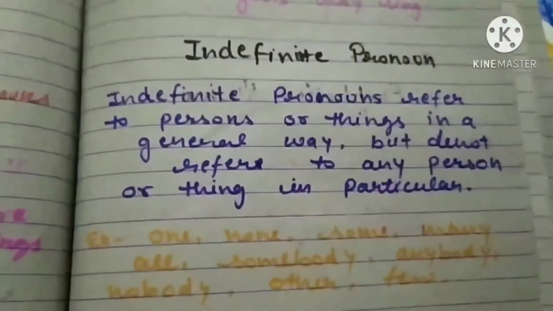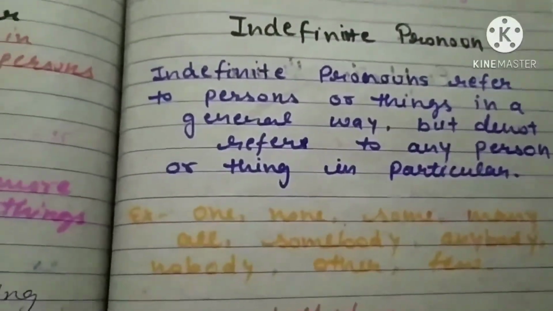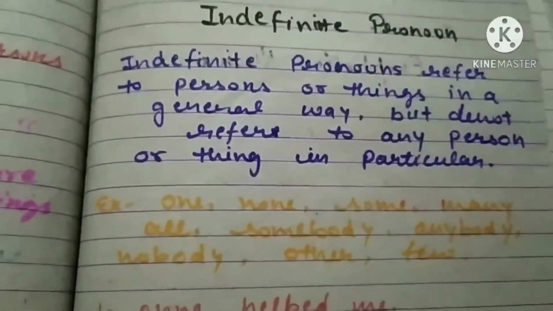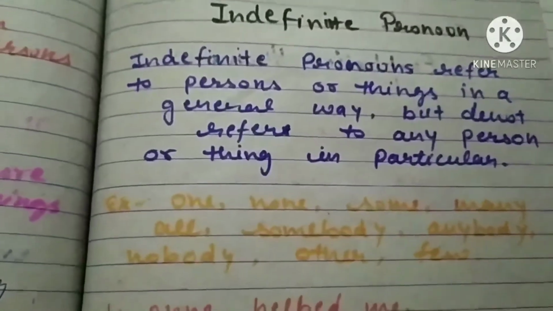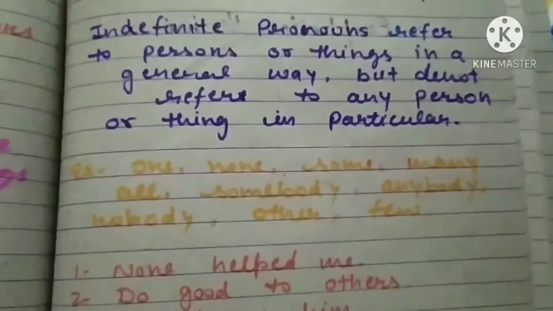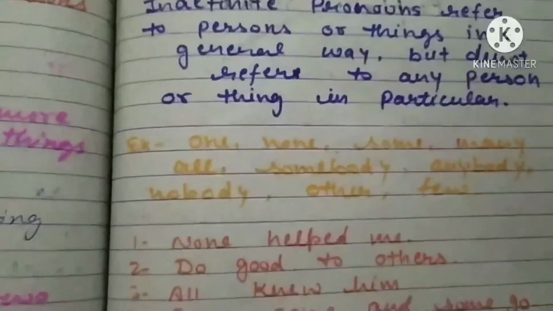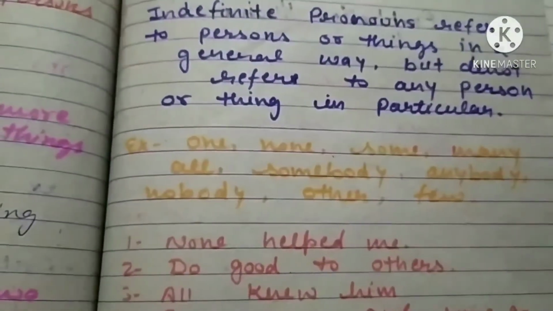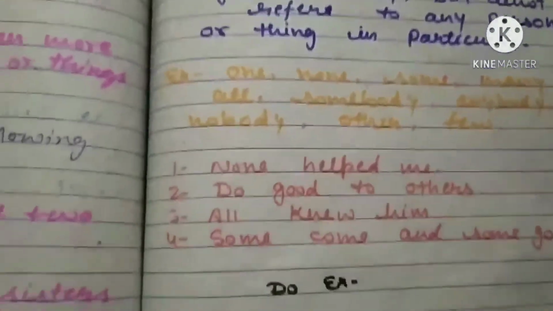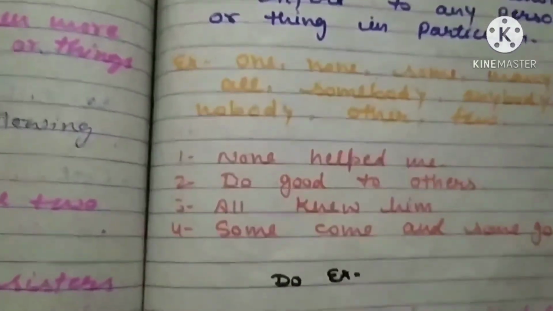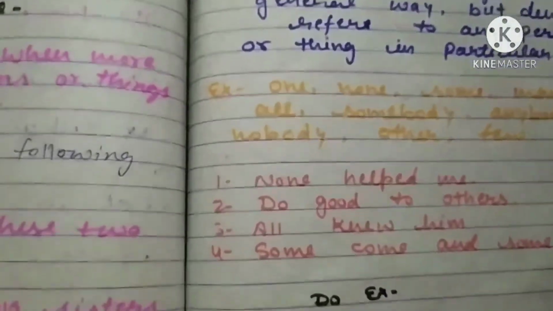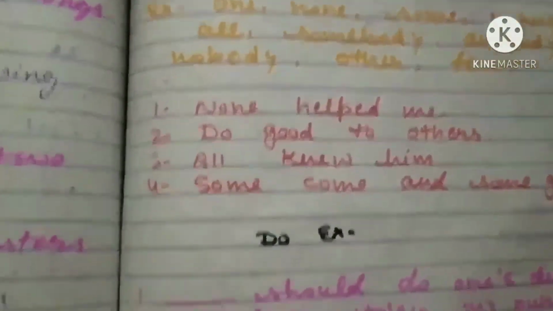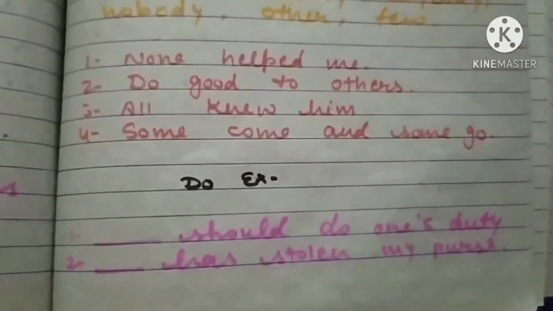Let's see the indefinite pronouns. Indefinite pronouns refer to a person or thing in a general way, but do not refer to any person or thing in particular. Examples: one, none, some, all, nobody, somebody, anybody, other, few, many. Okay, so these are the examples. None help me, do good to others, all know him, some come and some go. So this is the exercise you can do in your copy.